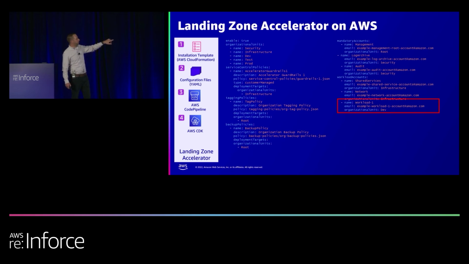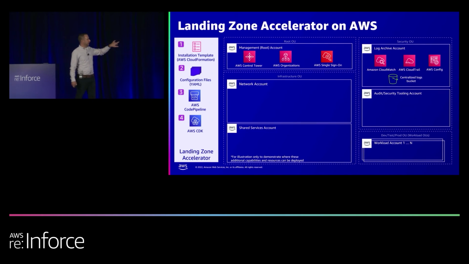These changes that I'm talking about, so as you make changes, once you commit this code, this configuration file back to the repository, Code Pipeline will pick this up immediately and start executing on, in this case, bringing those accounts into the management of the landing zone accelerator.